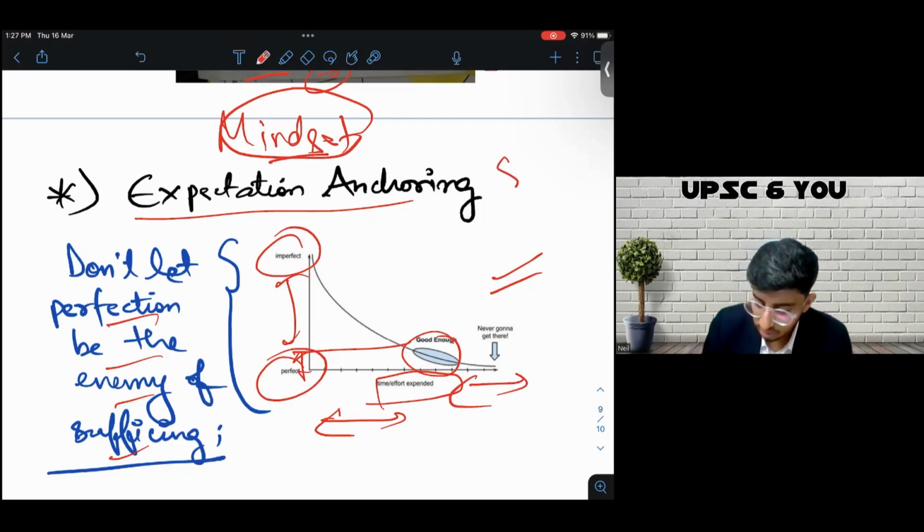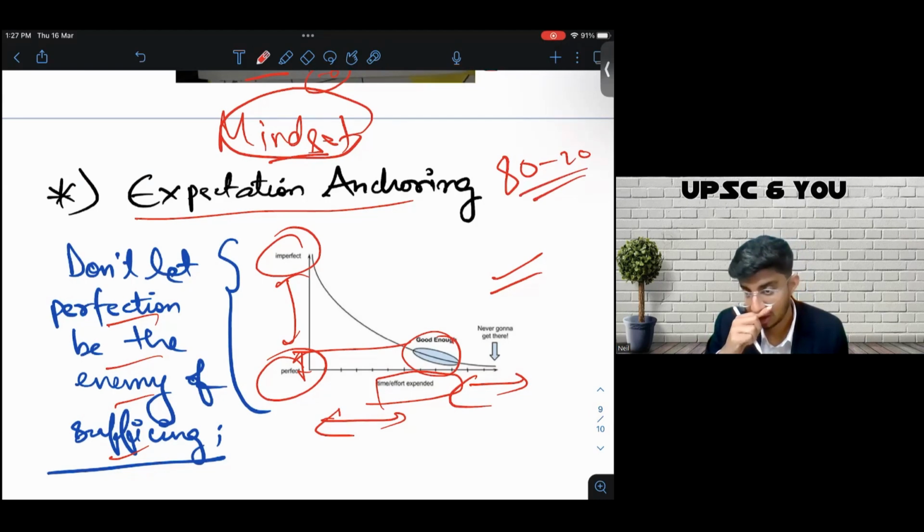But to improve by this level, you need to expend an equal amount of work. This is similar to the 80-20 principle. So 20% work gets you 80% of the return. So focus on that 20% work. Expectation anchoring is important. Maybe you want to get all the questions from polity correct. That is never going to happen. Be rest assured. So don't run behind getting those 2 extra polity questions correct.